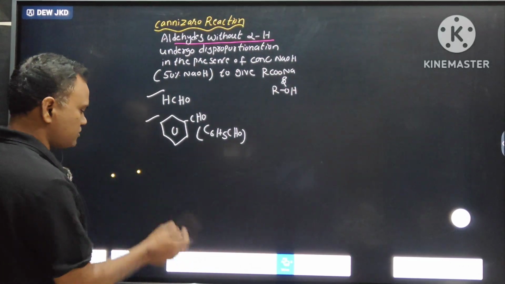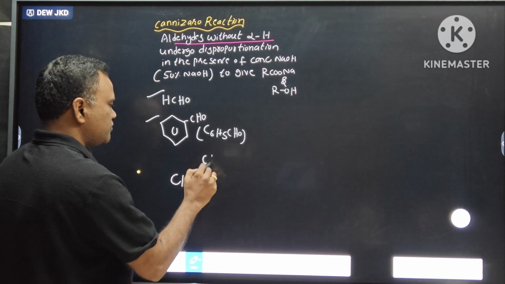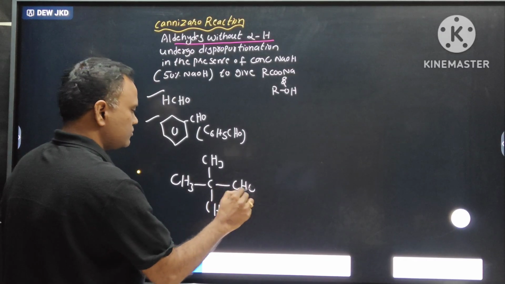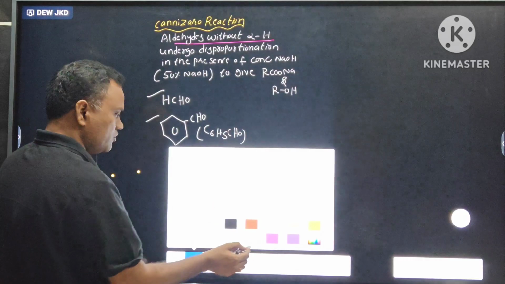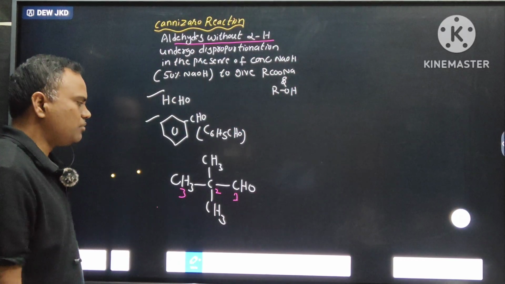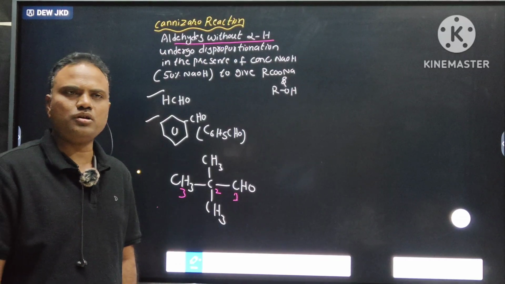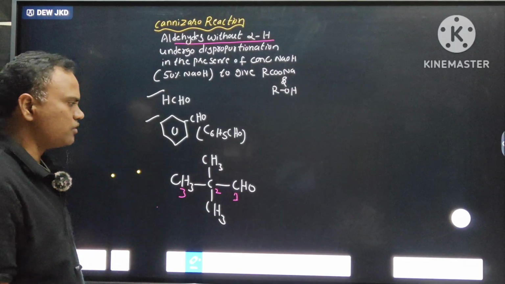What are those examples? What is its name? Give IUPAC's name. 2,2-dimethylpropanal also undergoes Cannizzaro reaction because alpha hydrogen is not present.